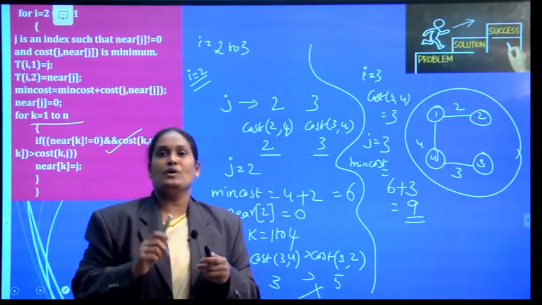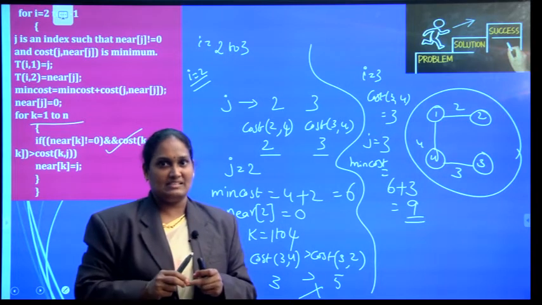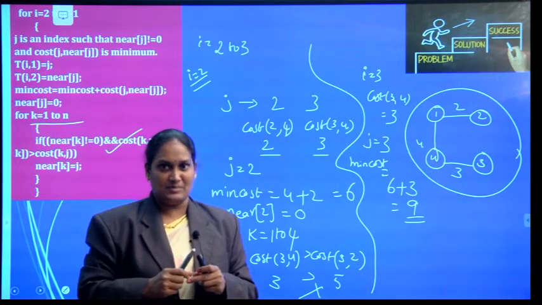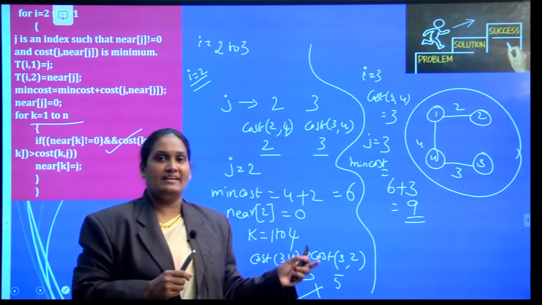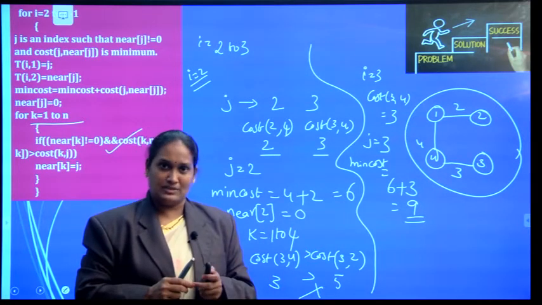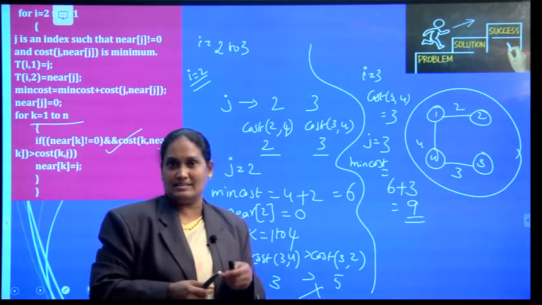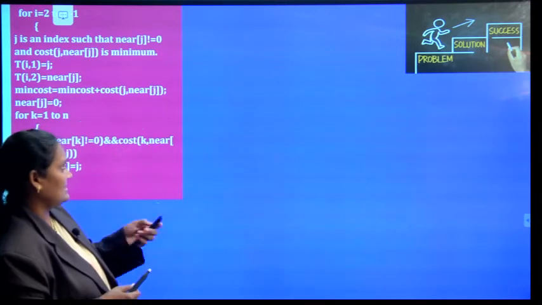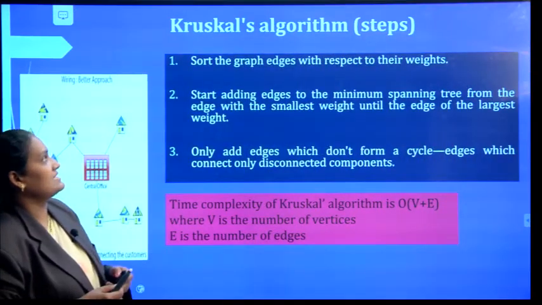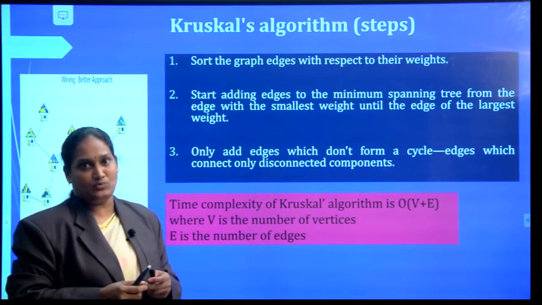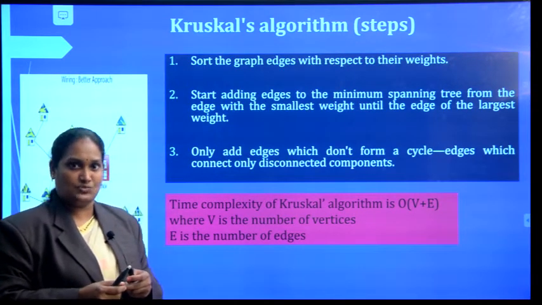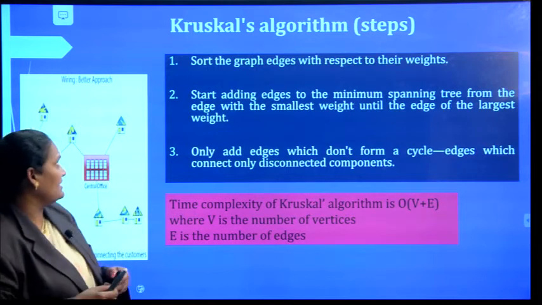Right. I hope you all understood the Prim's algorithm and how that algorithm can be analyzed to find the minimum cost spanning tree for the given graph. Next, we are going to see the next algorithm, which is nothing but Kruskal's algorithm. Let us see the Kruskal's algorithm. What are the steps that we need to follow in Kruskal's algorithm to find the minimum cost spanning tree?